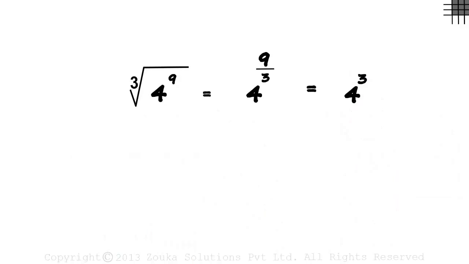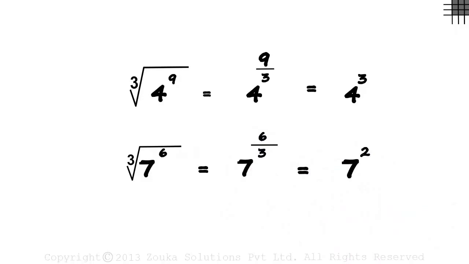Now let's try finding the cube root of 7 raised to 6. We can write it as 7 raised to 6 by 3, which equals 7 raised to 2. So remember, keep the base same and divide the exponent by 3. In the coming videos, we will see how we can calculate the cube root of large numbers which are not in exponential form.